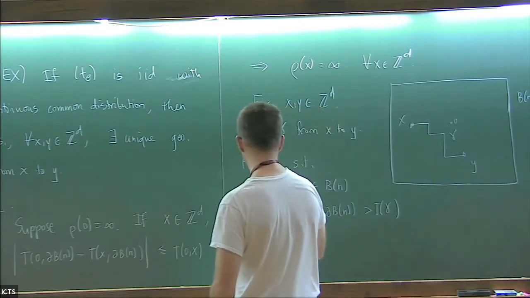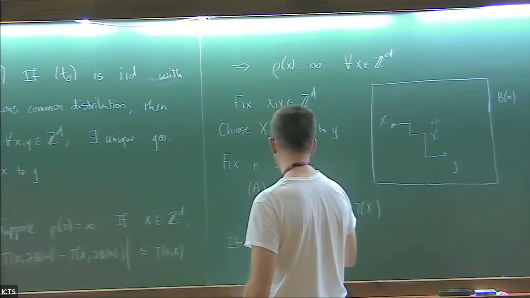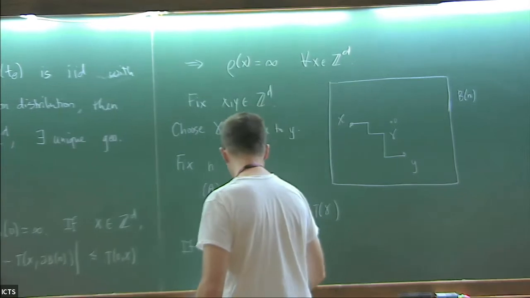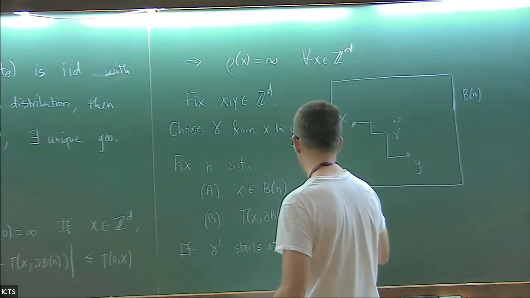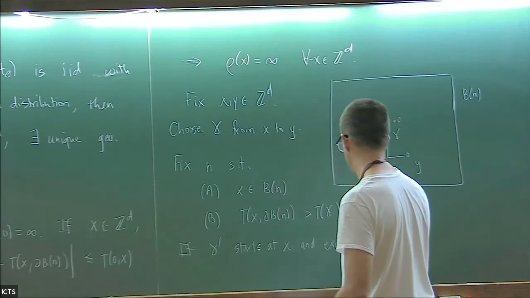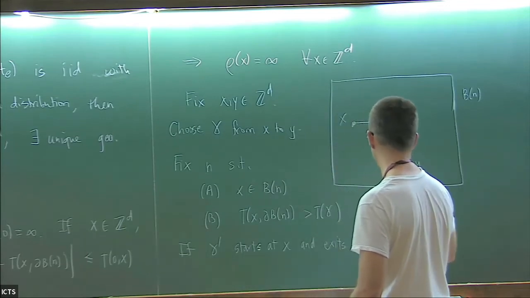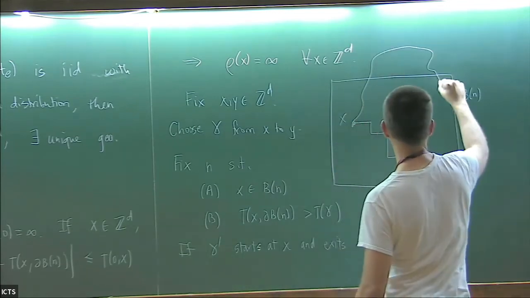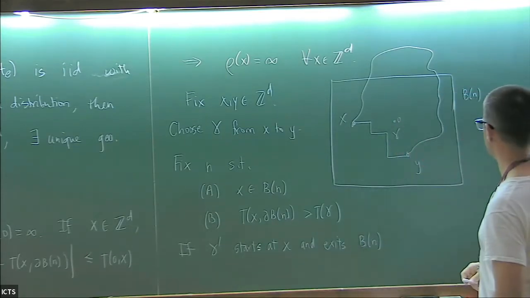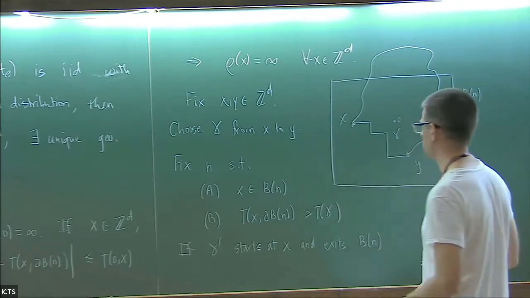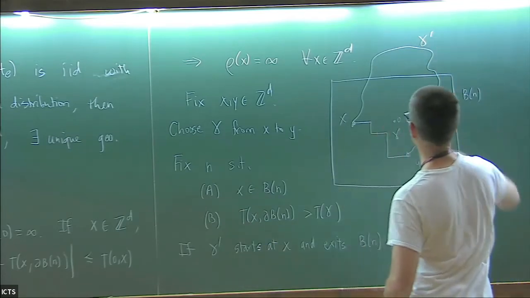So if we take gamma prime, it starts at x and exits B_n, something like this. Let's say it goes to y. It doesn't really matter if it goes to y or not for the arguments, but anyway, it's going to exit the box.